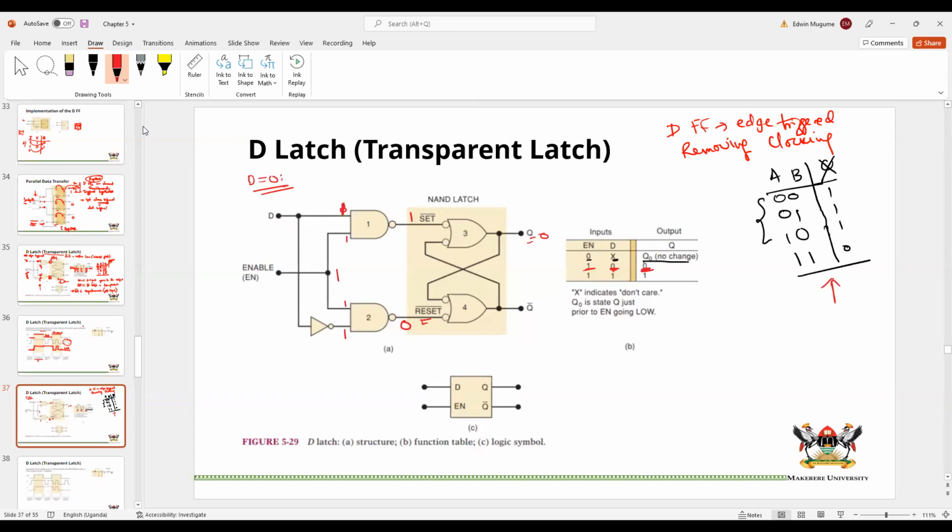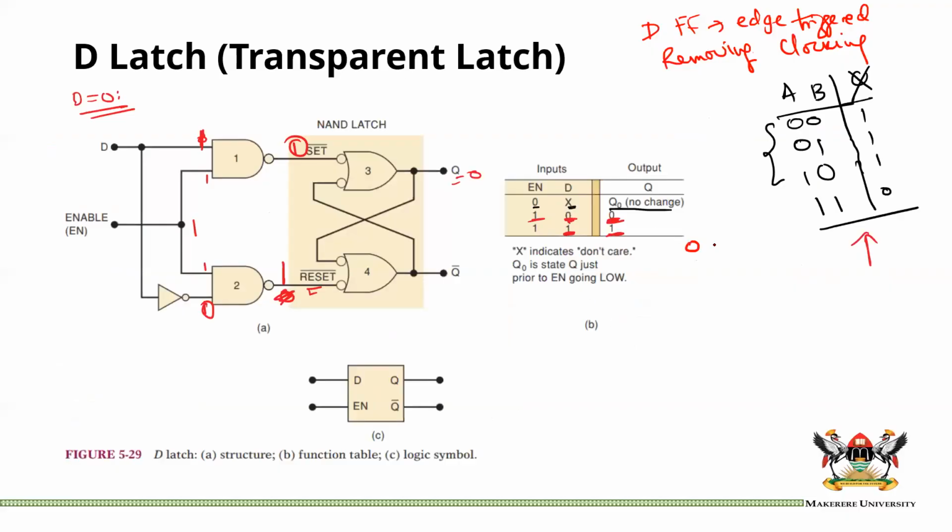If D was a 1, that means D inverse is a 0 here, and you have a 1 and a 0, now you have a 1, but 1 and 1, now you have a 0. And when you put a 0 here, you're setting. That means when your D is a 1, you set this flip-flop to its output being equal to 1. So once again, we can see that 0 will give you 0, 1 will give you 1, but only if enable is 1. And this is the state we call the transparent state of the D latch, or transparent range or region or something like that.